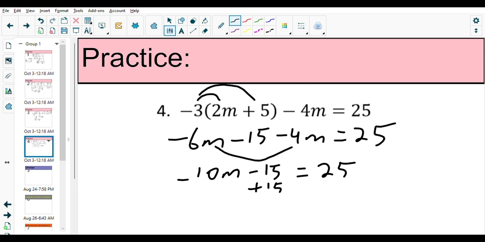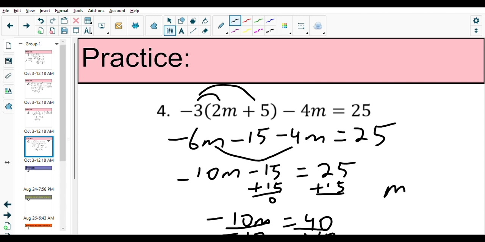Add 15 to both sides to get those together. This ends up being 0. 25 plus 15 over on the right hand side gives us 40. So we have negative 10m equals 40. Divide by negative 10 to finish this out. And we end up with m now by itself, and a positive divided by negative is negative. And that finishes this up for us.